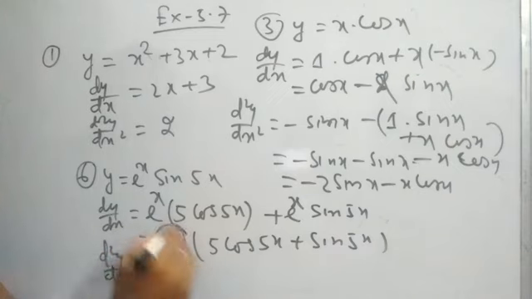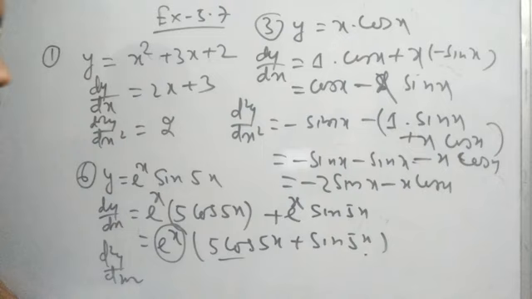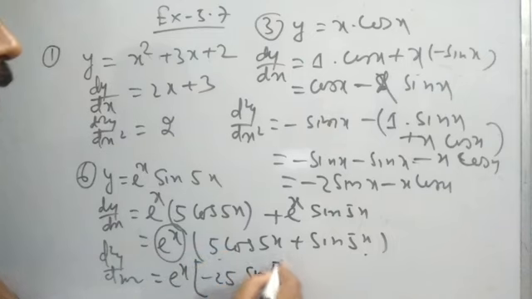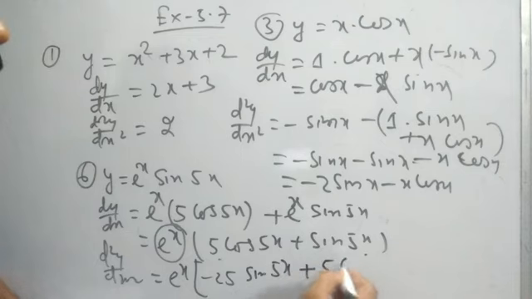So e to the power x will be the first function and this one is the second function. So e to the power x, suppose constant, derivative of this one is 5 cos 5x, again cos 5x gives minus sin 5x into 5x derivative 5. The 5 into 5 will be minus 25 sin 5x, again it will be plus 5 into cos 5x.